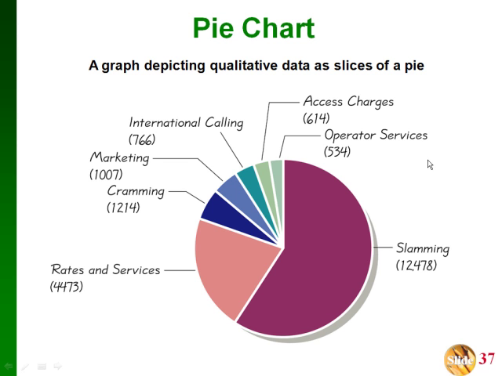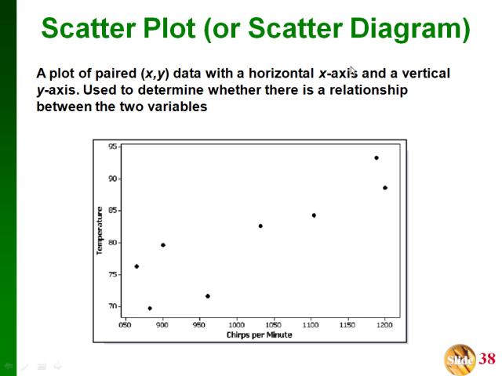Okay, then we have a pie chart or a pie graph, and this is especially helpful if you have a relative frequency distribution. You can easily convert that into a pie graph. In this case, notice that the values are frequencies. You can also do a pie graph with the values being percentages.